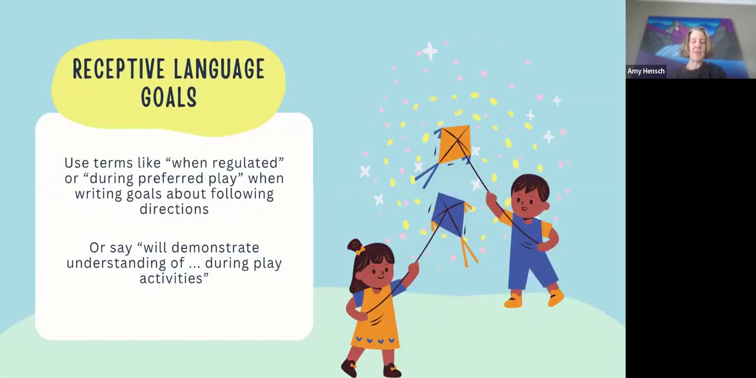Some receptive language goals. We can use terms like when regulated because we know that many of our neurodivergent children or clients are struggling with emotional regulation. We can also talk about their preferred play when we're writing goals about following directions. I prefer to say demonstrate understanding of something during play activities. Following an unfamiliar one-step direction is a very closed-ended goal that really doesn't do anything for the child.